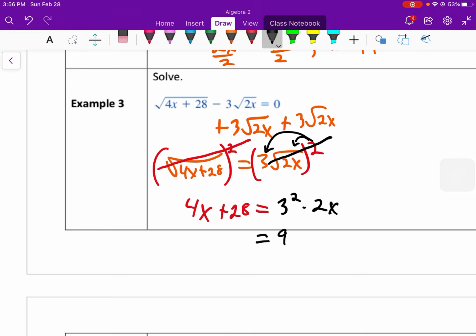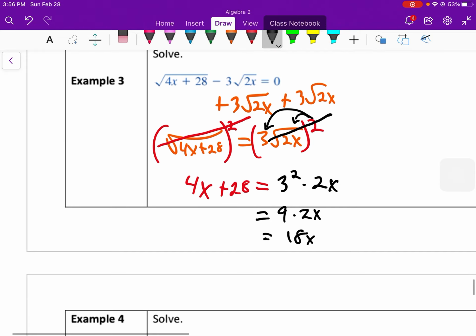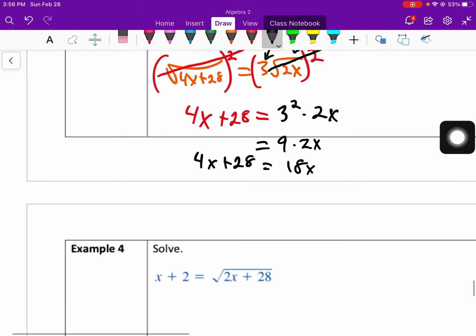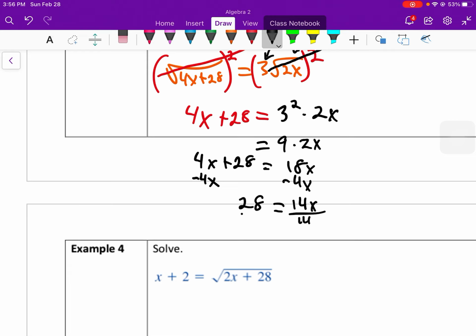So then we can simplify 9 times 2x, which is 18x, 4x plus 28. Now we want to isolate x, bring it on one side. So we can subtract 4x, 28 equals 14x, divide both sides by 14, therefore x equals 2.